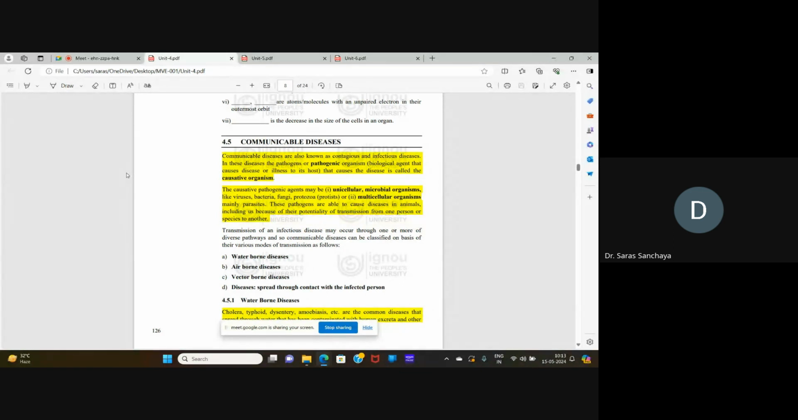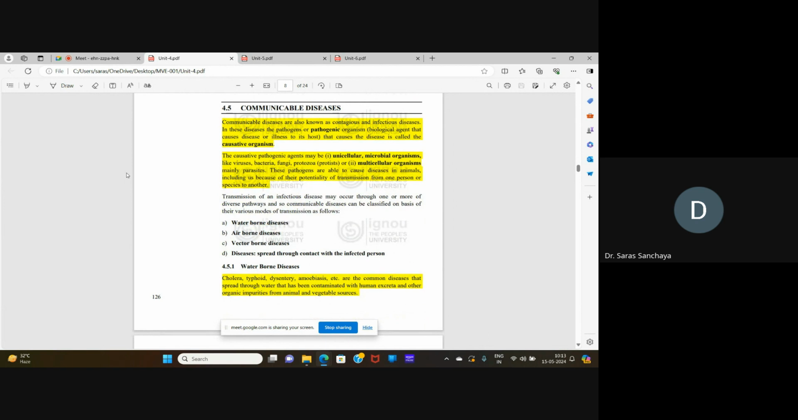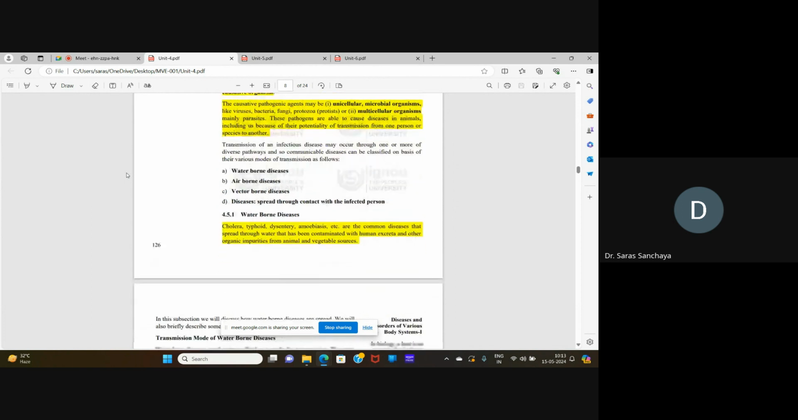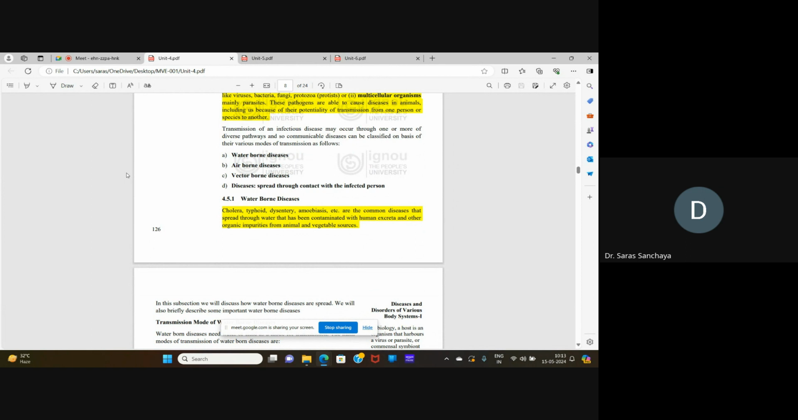These pathogens are able to cause diseases in animals, including us, because of their potentiality of transmission from one person or species to another. So, it can be waterborne diseases, airborne diseases, vector-borne diseases, or diseases spread through contact with the infected person. First of all, waterborne diseases like cholera, typhoid, dysentery, amoebiasis are the common diseases that spread through water that has been contaminated with human excreta and other organic impurities from animal and vegetable sources.